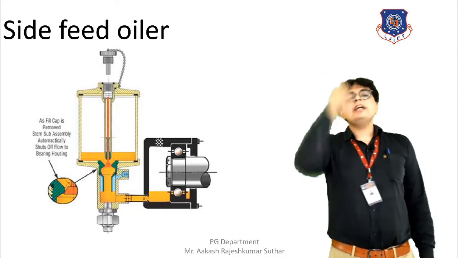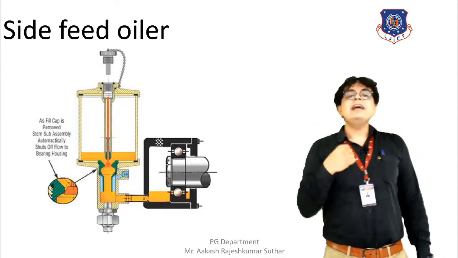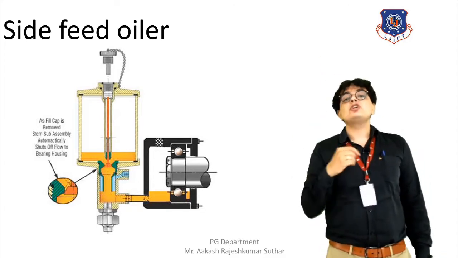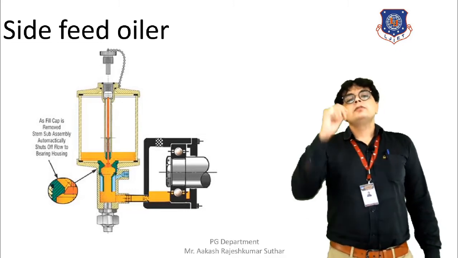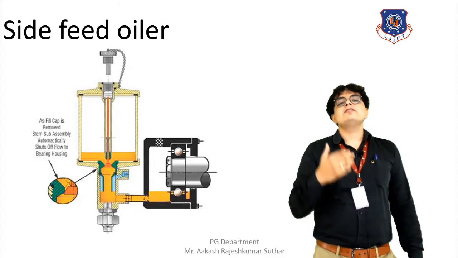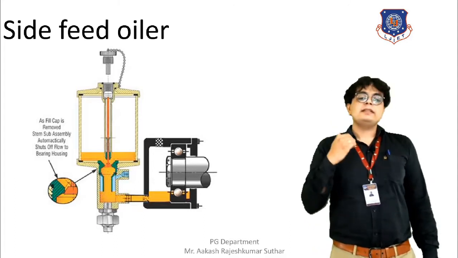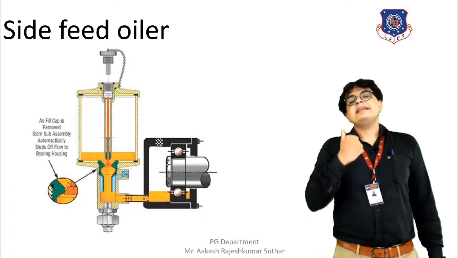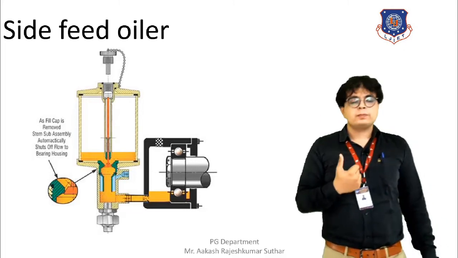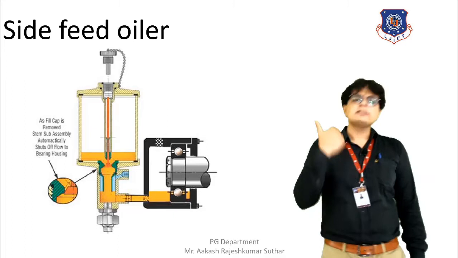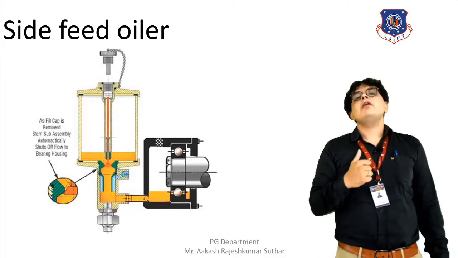The vertical movement of the needle inside the reservoir will control it, and as a result of this, a drop by drop movement of the oil will take place, and ultimately we can supply the lubrication oil to the required destination. So this is how the side feed oiler works.